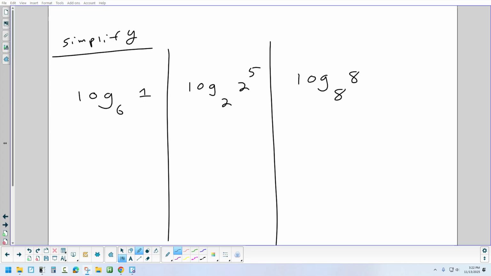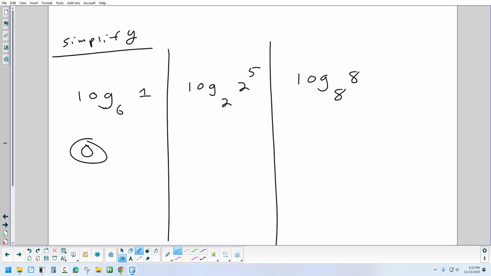All right, so the next problem we're going to look at is simplifying logarithms. And for this one, they all have some kind of special property that lets you do it very quickly. Let's start with the first one. Log base 6 of 1. What does that come out to? 0. Right, that comes out to 0.